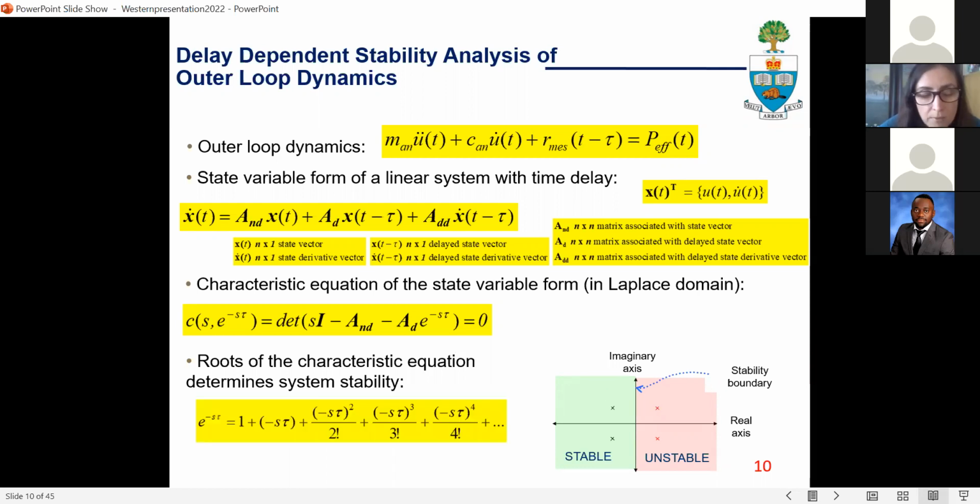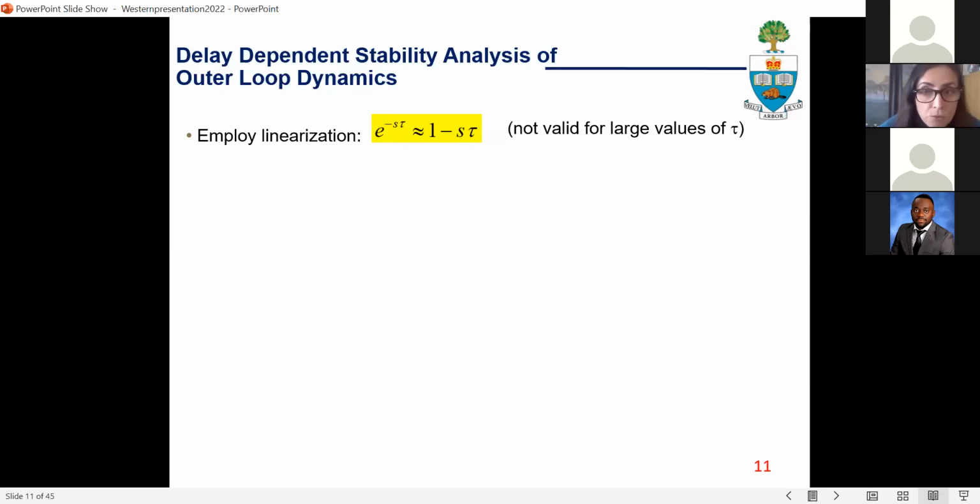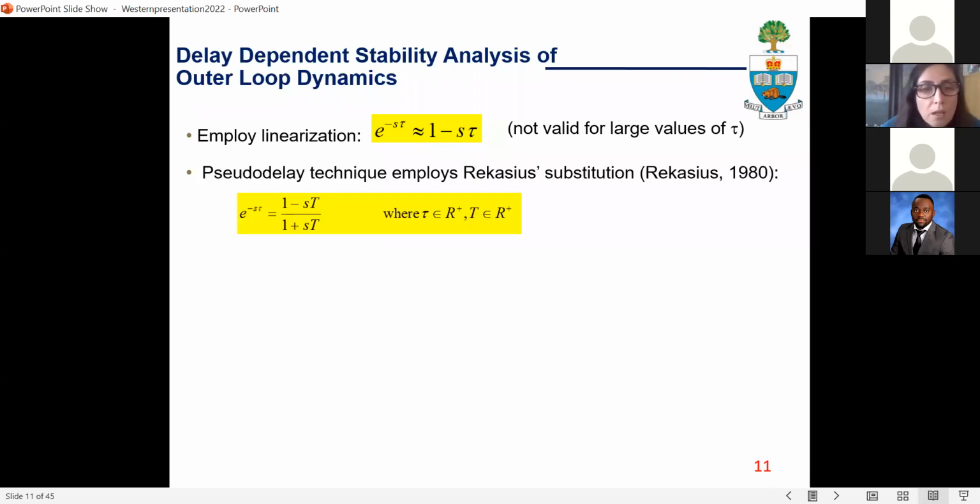The problem comes when we have a non-zero value of tau. When we have a non-zero value of tau, that exponential term can be written as an infinite series expansion, and it brings infinitely many roots, making it very challenging to identify stability in this fashion. If you look at the literature, the first thing that has been done is to employ linearization, which means that the higher order terms of the series expansion are cut off. Obviously, this would not be valid for large values of tau. It is valid as long as you have very small time delay. But when you have large time delay values, this approximation will start to suffer.